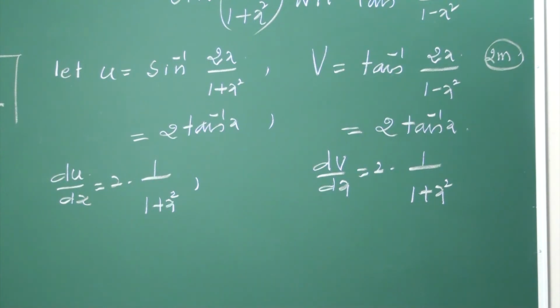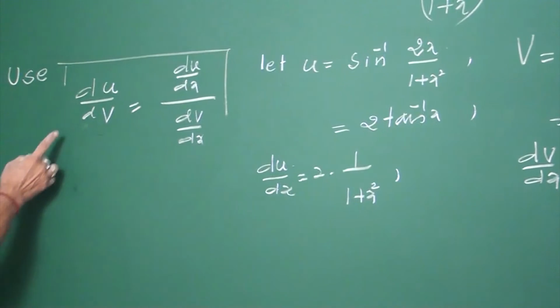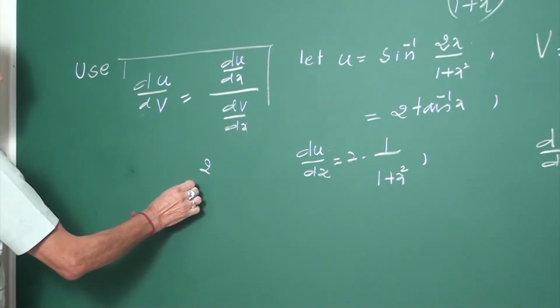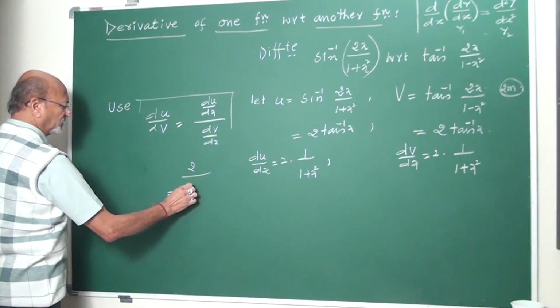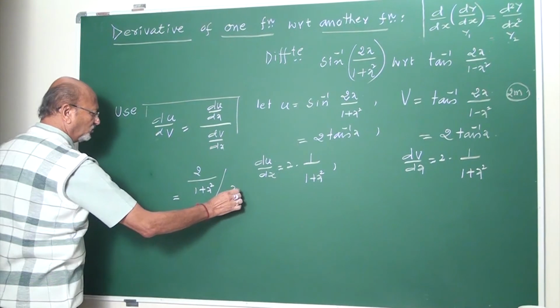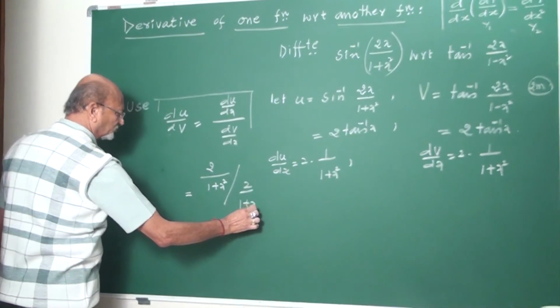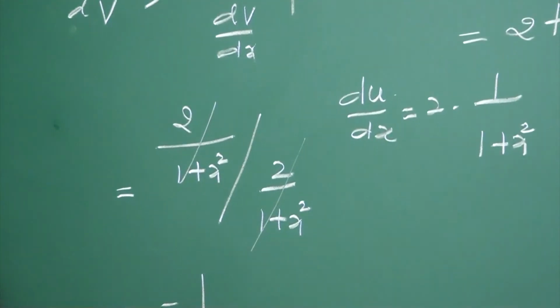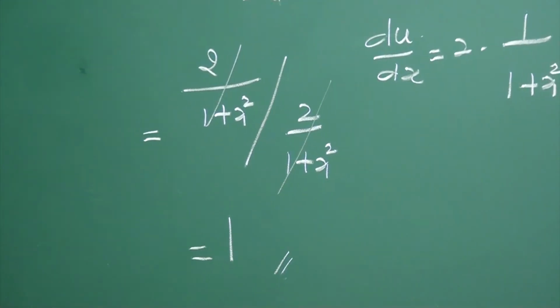Substitute here. Substitute du by dx. What is it? 2 upon 1 plus x square. Division. Again 2 upon 1 plus x square. Cancellation. What is the answer? 1, my friends.